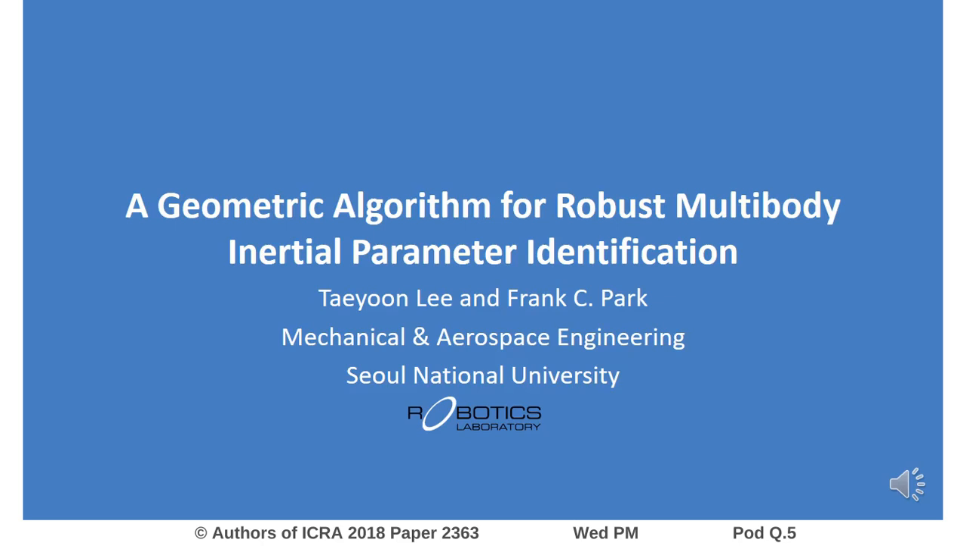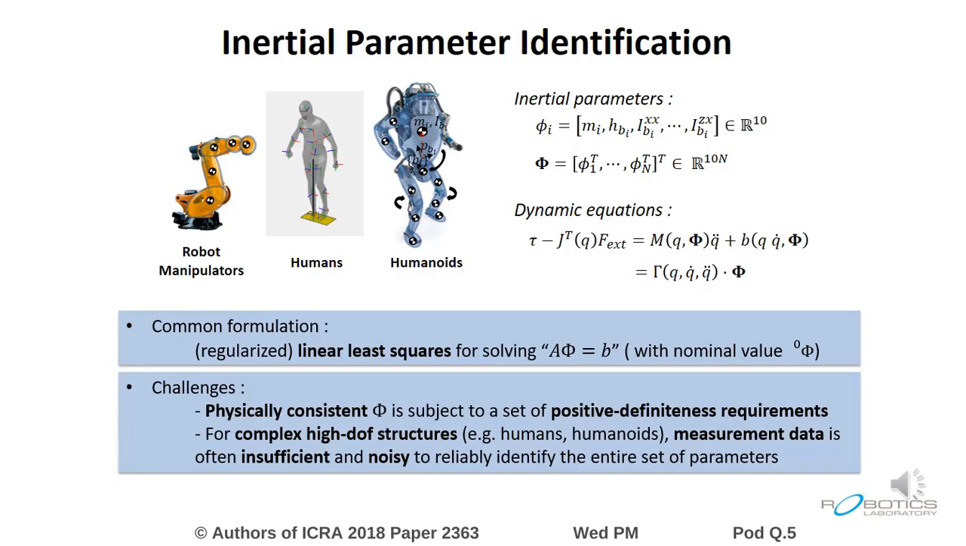Hi, this is a brief introduction to our paper, A Geometric Algorithm for Robust Multibody Inertial Parameter Identification, to appear in Robotics and Automation Letters. Identifying the inertial parameters of a robot, or for that matter any multibody system, is a prerequisite to any dynamic model-based planning and control method.